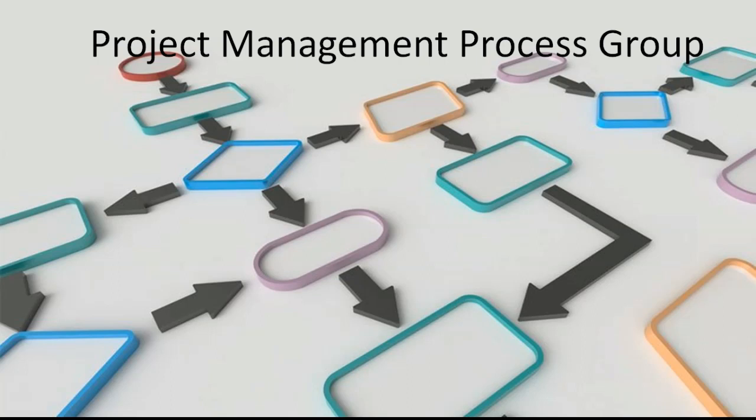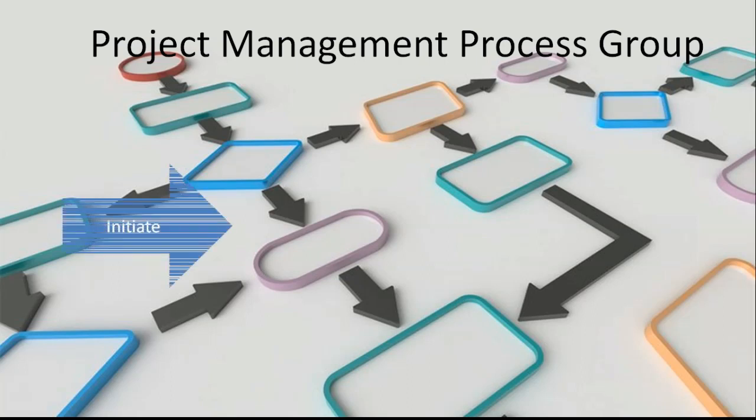There are basically 5 different process groups, or in easy terms, 5 different phases of the project, which doesn't mean it necessarily goes one after the other, but our project management processes are defined and divided into these 5 different groups. First is the initiating process group. In this, all the processes in this group are performed to define a new project or a new phase and get the necessary authorization to start it.